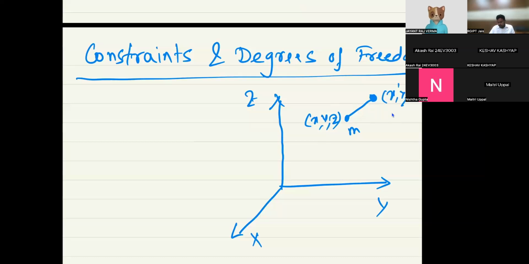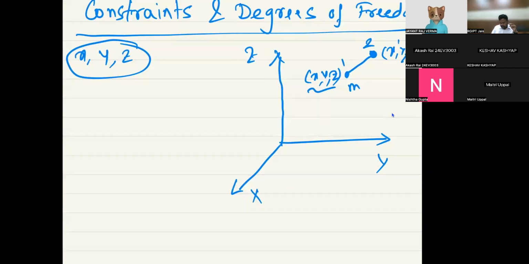If the mass moves from point 1 to point 2, the coordinates change to X prime, Y prime, Z prime. If you know these three variables X, Y, and Z, you can completely tell the position of the particle in whichever direction it has moved in three-dimensional space. Now let's remove this Z direction.